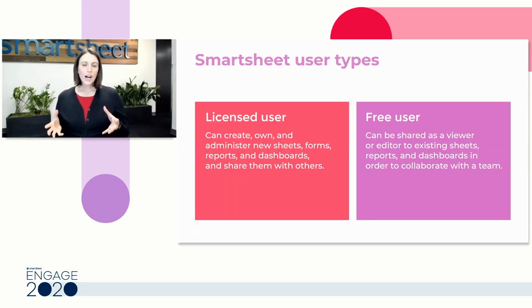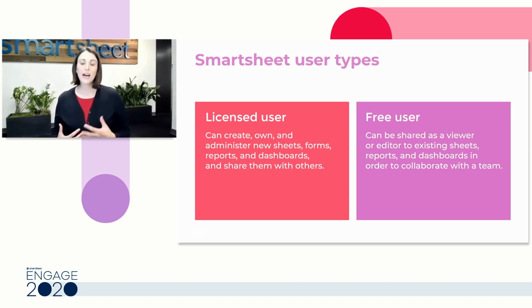So first off, let's talk about user types. There are 2 user types in Smartsheet. There's a licensed user and a free user. Now, a licensed user is a paid user with a creative license. And that means that they have the ability to create all of the building blocks we just talked about. They can create a sheet, a form, a report, or a dashboard, and they can share them with other people.